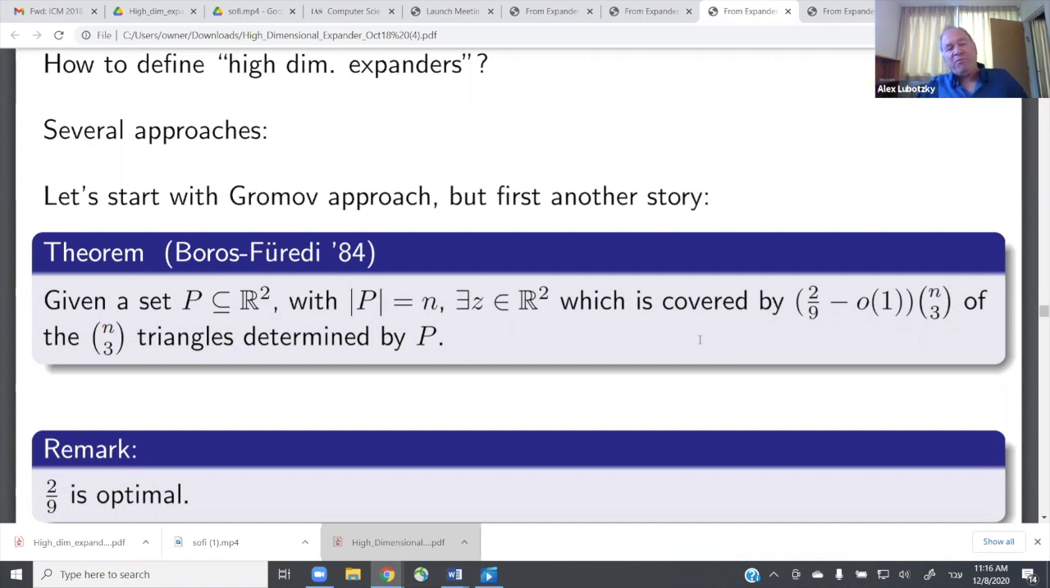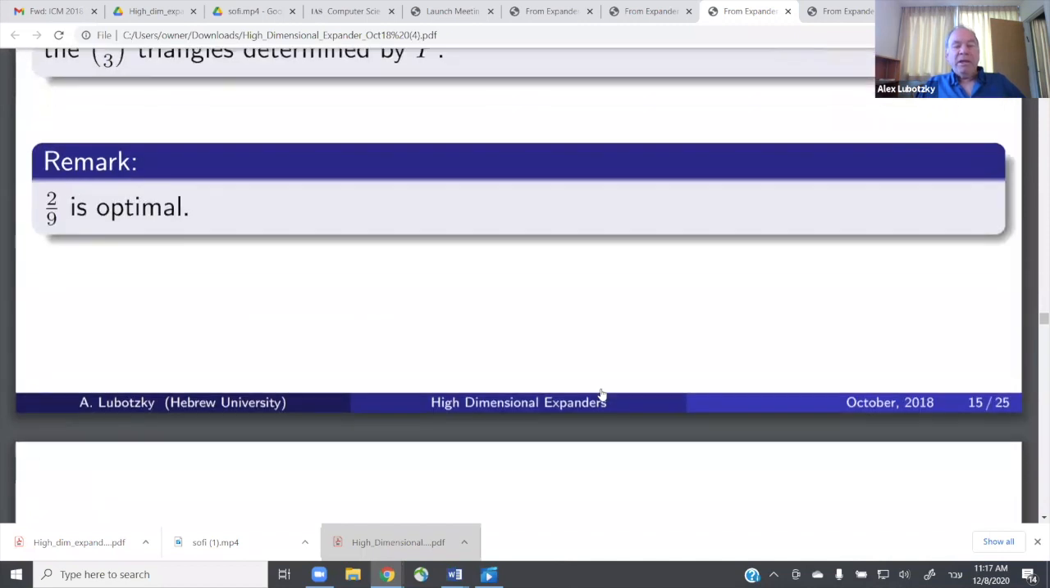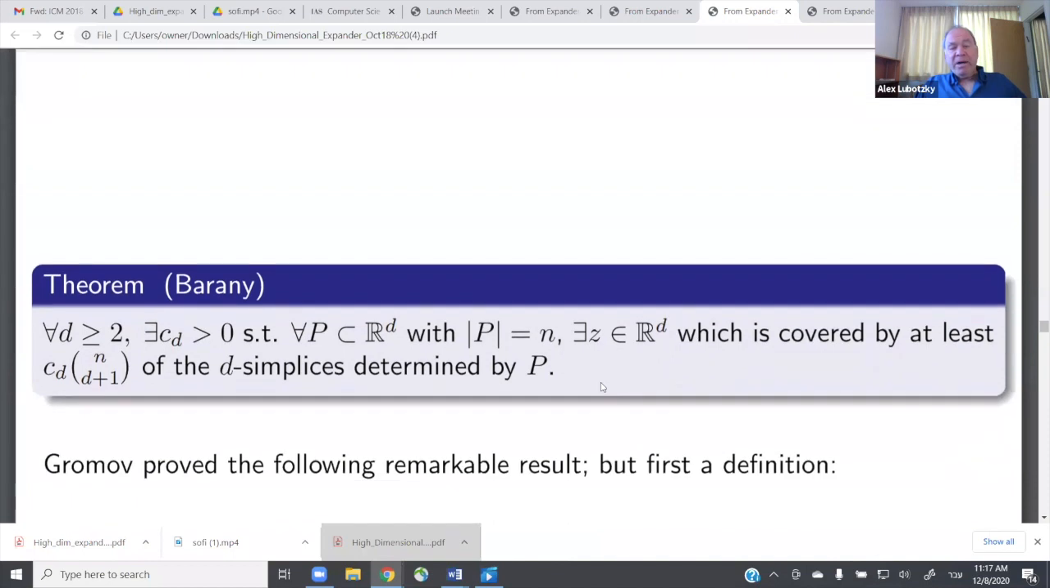Now there are a number of proofs for that. Some of them are short, even fairly short. And it was proved later on that this 2/9 is optimal. Okay, shortly after that, Bárány came up with a higher dimensional generalization. So let's read the theorem of Bárány, which is shortly after that.